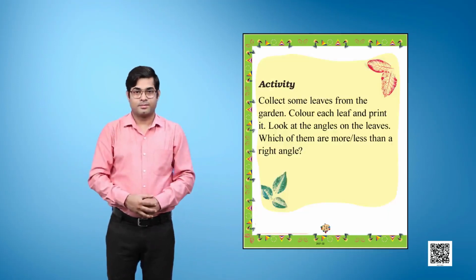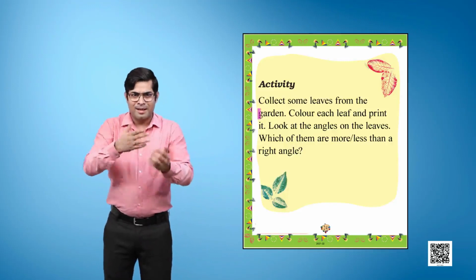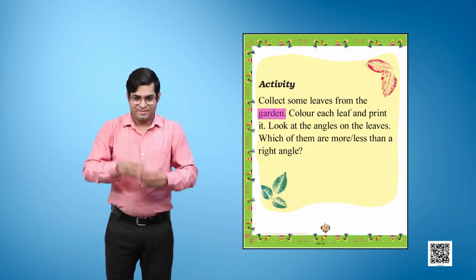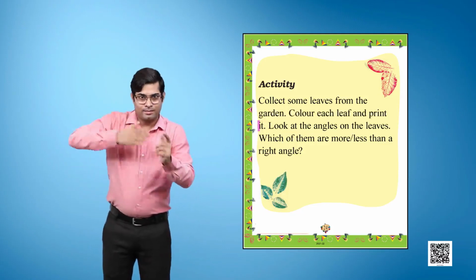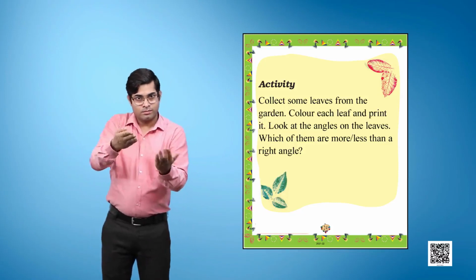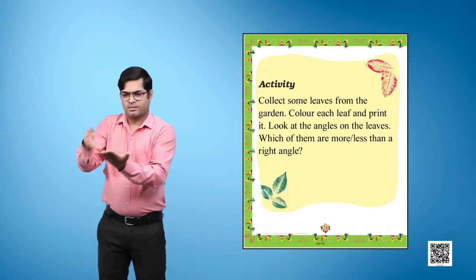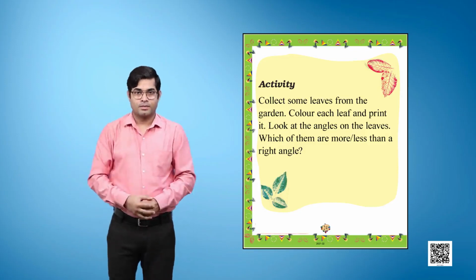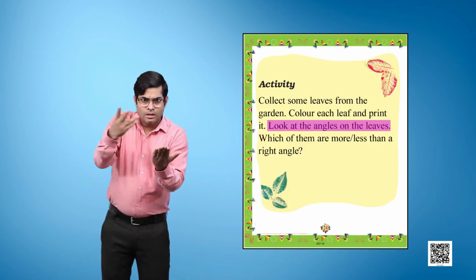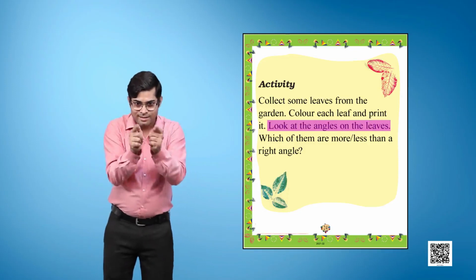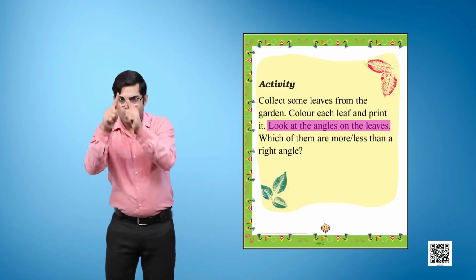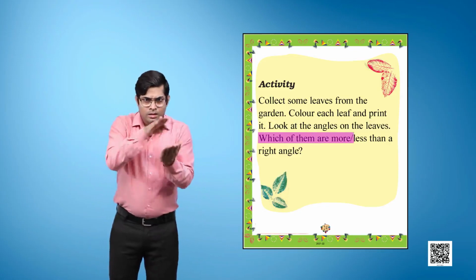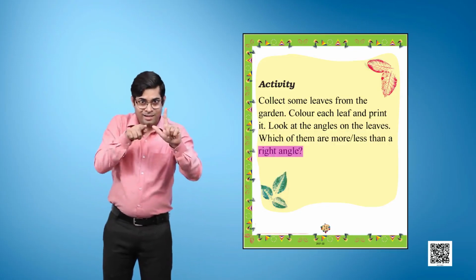Activity. Collect some leaves from the garden. Color each leaf and print it. Look at the angles on the leaves. Which of them are more or less than a right angle?